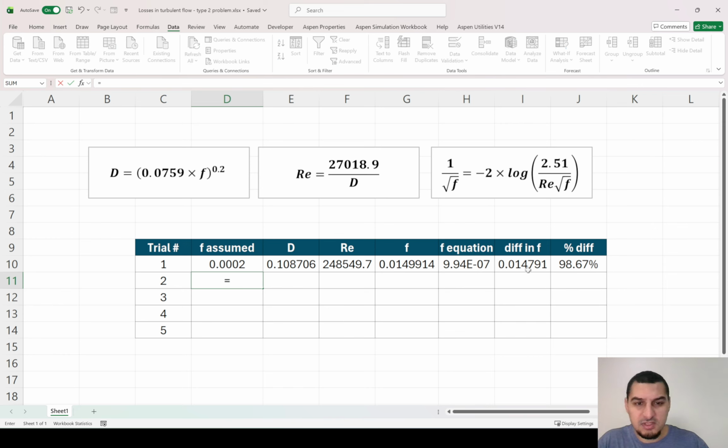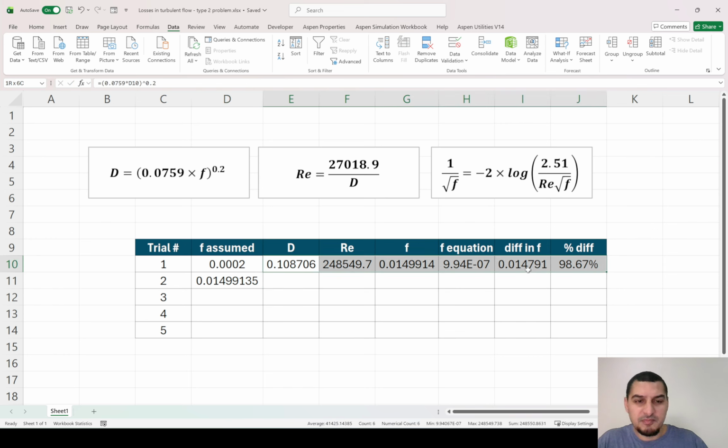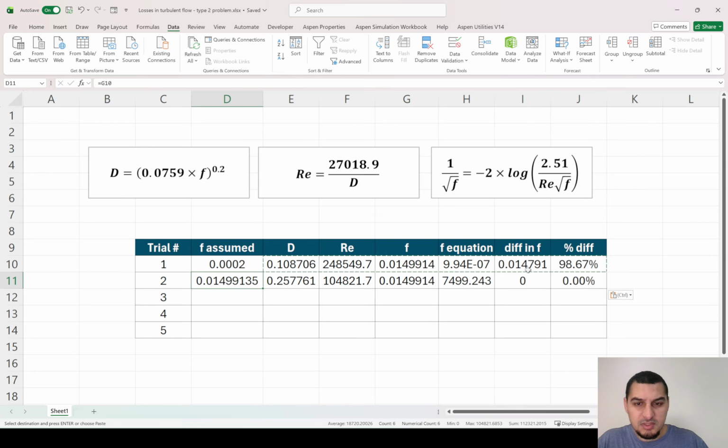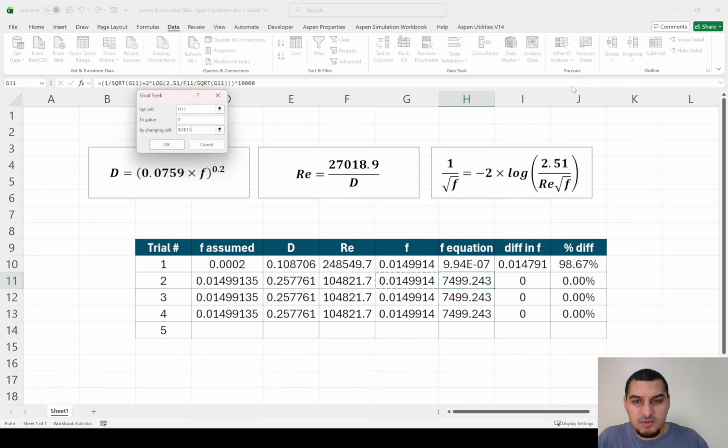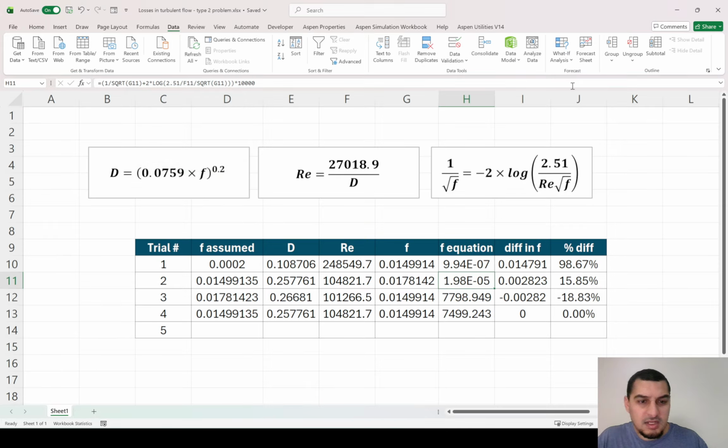So again, as we did last time, we will put this as the calculated value, and we'll repeat this whole thing again and again. So now for the second trial, we will not do anything new. All we're going to do is use Goal Seek to calculate the correct value of the friction factor, and now the error, or the difference, decreased from 98% to 15%, which is very good. And if you compare this number and this number, the difference is getting closer.